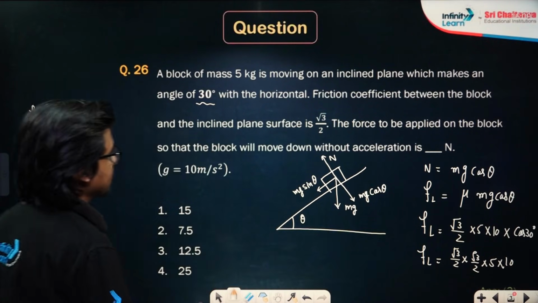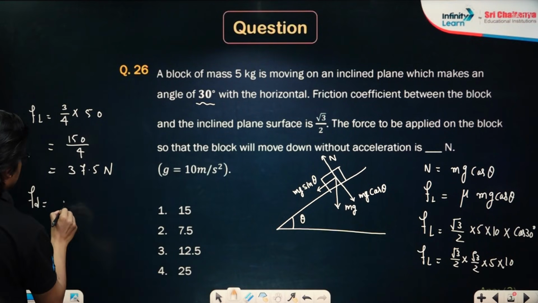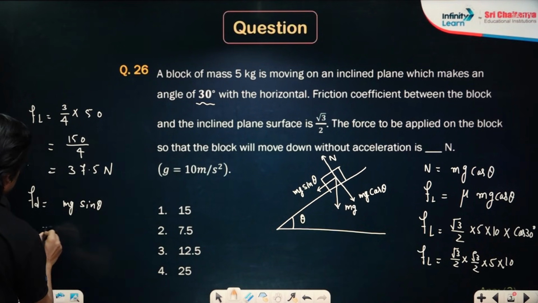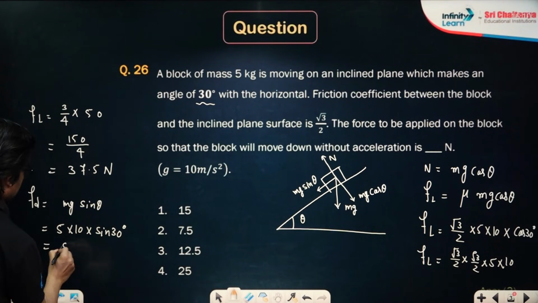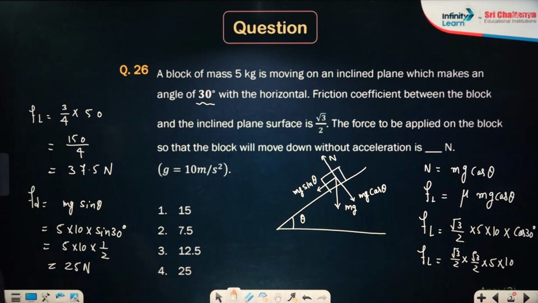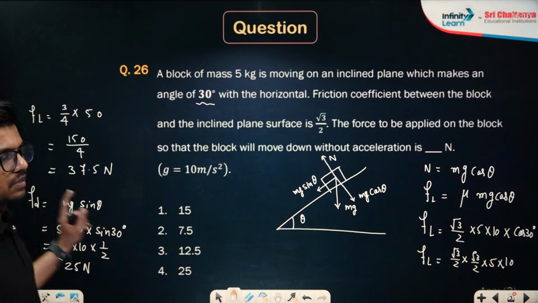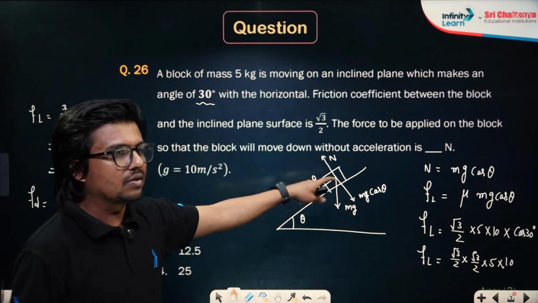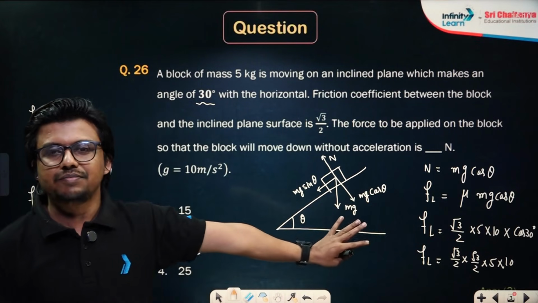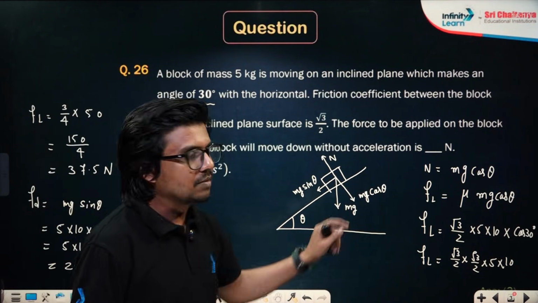If I check this mg sin theta, this is the driving force, right, which can take it down. So mg sin theta is 5 into 10 into sin 30 degrees. Sin 30 degrees is 1 by 2, so 5 into 10 into 1 by 2, and you will get 25 Newton. That driving force is 25 Newton, and we can see this driving force is obviously less than the limiting friction, so it cannot go down. If no force is applied, it cannot go down because this mg sin theta is balanced by friction, and friction at that point of time is just 25 Newton, not the limiting friction.